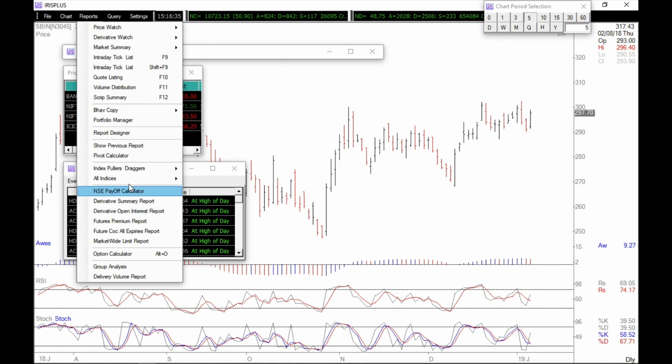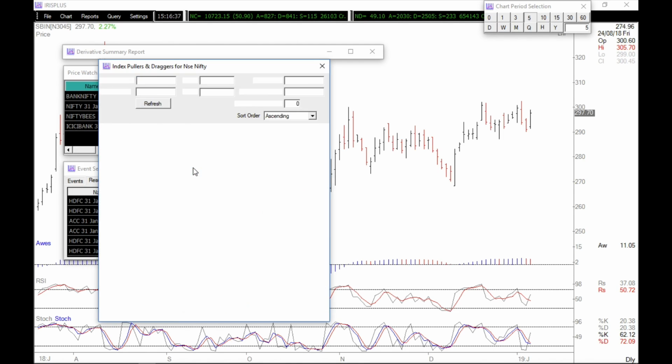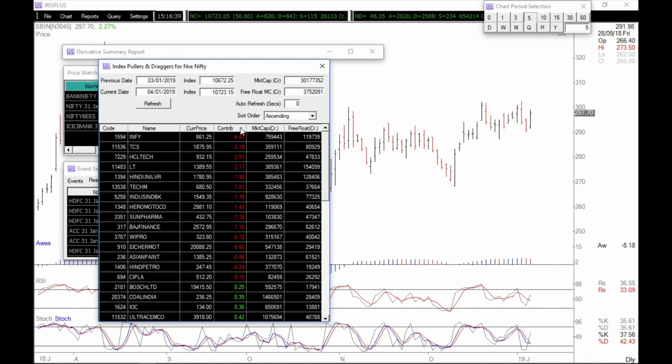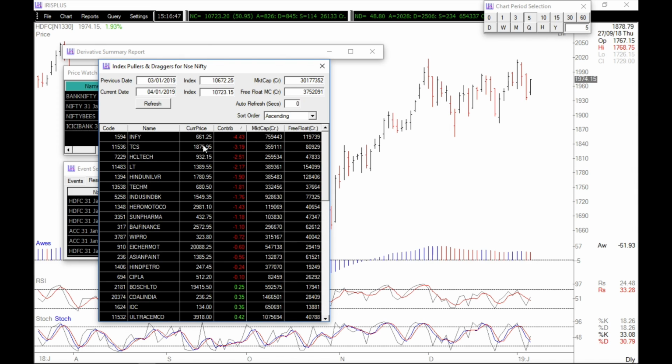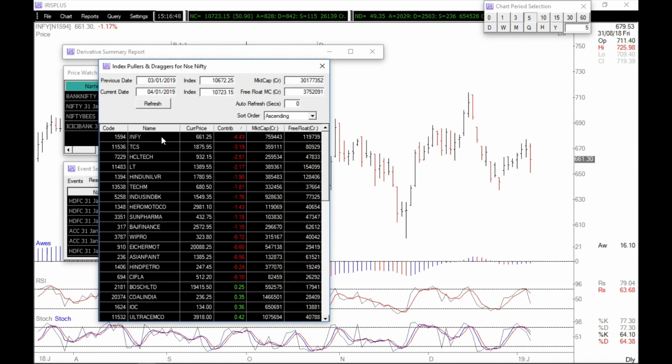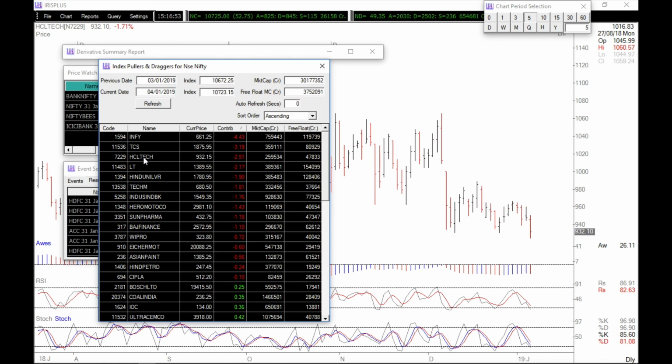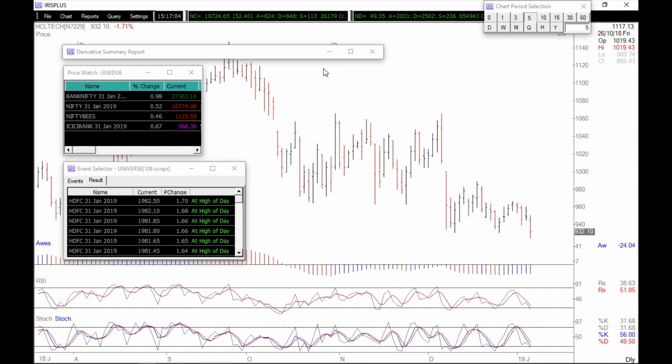And the other understanding you can get from the index pullers and draggers also. When you come to the index pullers and draggers, it essentially gives you those stocks which are contributing the maximum to today's gain side or contributing maximum to today's losing side. So again, when you open this, the top three, Infy, TCS, HCL Tech, you clearly understand it's the IT which is dragging the market down. It is the metals which is helping the market bounce back. Right? So when you look around these few things, you get a sense, a pulse of the market.